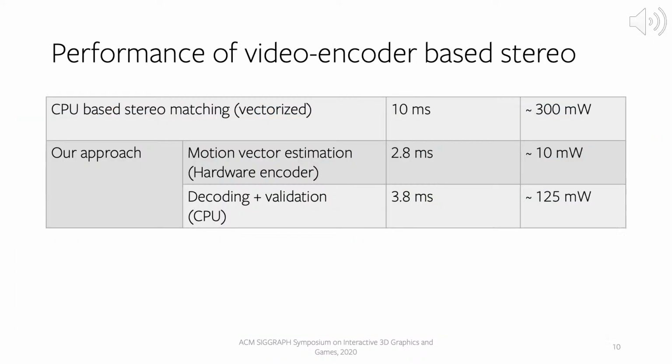In terms of performance, we compare our approach to a stereo matching implementation that we optimized. We find that our encoder-based approach is slightly faster and uses less than half the power. Specifically, motion vector estimation on dedicated hardware is almost free in terms of power consumption. This is the main reason we have opted for this technique. We will look at evaluation of the quality of reconstruction at the end of the talk.